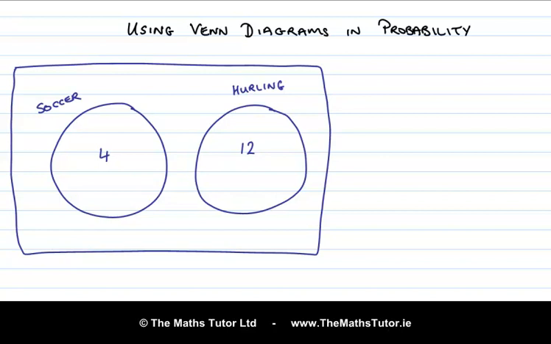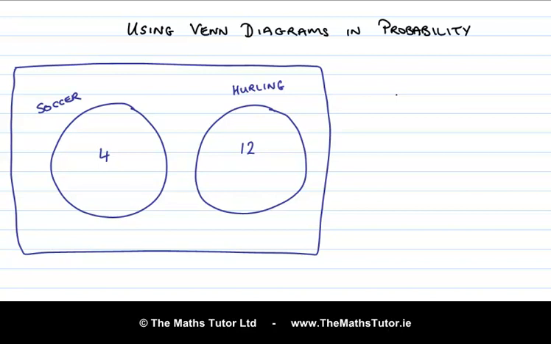This Venn diagram represents a group of people and shows the sports that they play. So there are 16 people in total, and 4 of those people play soccer, and 12 of those people play hurling. There's no overlap between the two sets, so there's no one who plays soccer and hurling. Based on this diagram, we can work out some probabilities.